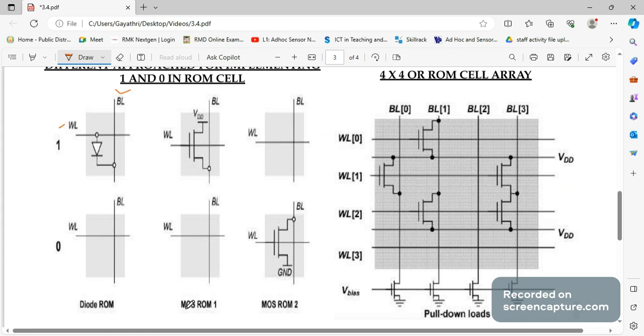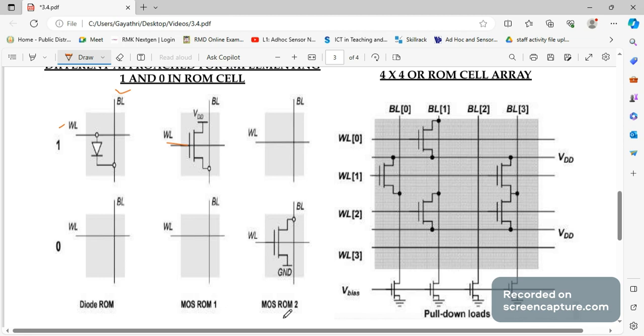Coming to MOS ROM 1. Here, in the place of the diode, I can just have an NMOS transistor. You could see the gate is connected to the word line. And here you could see the source is connected to the supply VDD and the drain is connected to the bit line. This is state 1 for MOS ROM 1. Here also, if nothing is connected, that is state 0 for your MOS ROM 1.